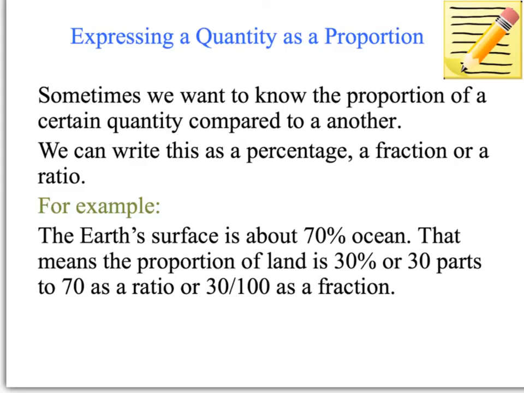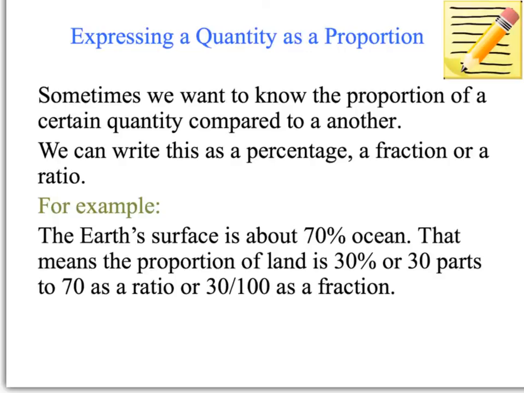So today we're talking about expressing a quantity as a proportion, which is 4.11 in our textbooks. We need a bit more explanation as to what expressing a quantity as a proportion means. Sometimes we want to know the proportion of a certain quantity compared to another, so we can write this as a percentage, a fraction, or as a ratio. And I'm going to give you some examples of that now.